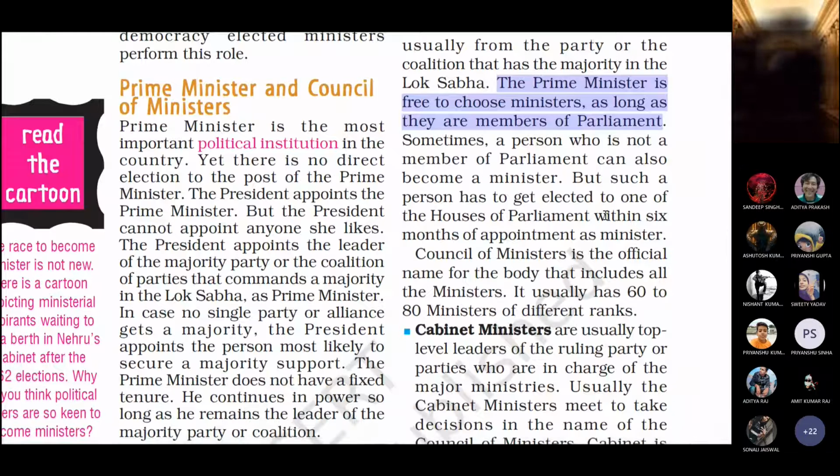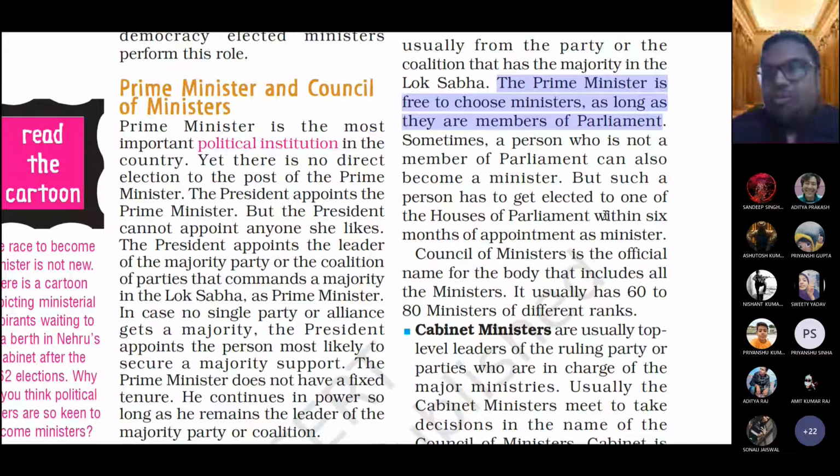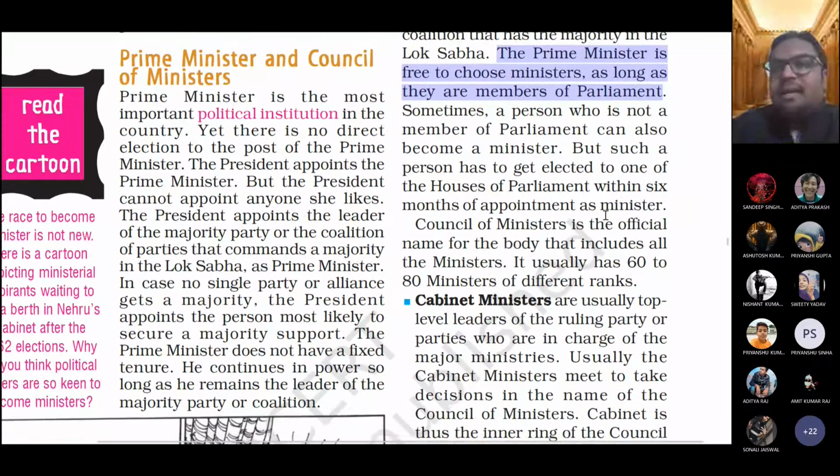That is, the Prime Minister, all the cabinet ministers, and other ministers all need to be members of parliament. बच्चों, कोई भी, no one can become a minister without being a member of parliament. कोई भी minister बन रहा है, anyone becoming a cabinet minister or any other minister means they are a member of parliament. Sometimes a person who is not a member of parliament can also become a minister.